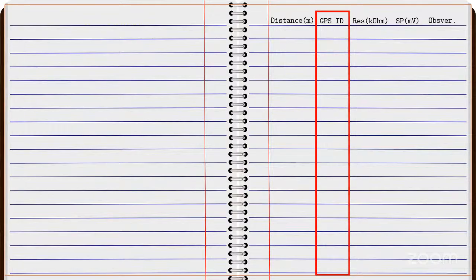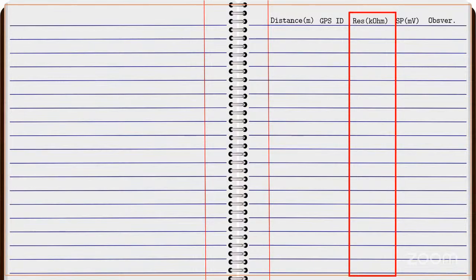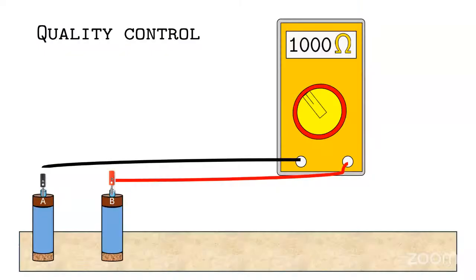Second, the GPS ID. Third, the resistance. The resistance is very important. This is used to evaluate the quality of the contact and will depend on the environment in which we are.